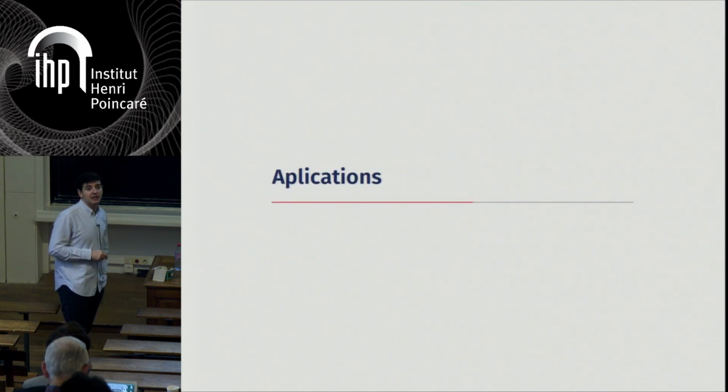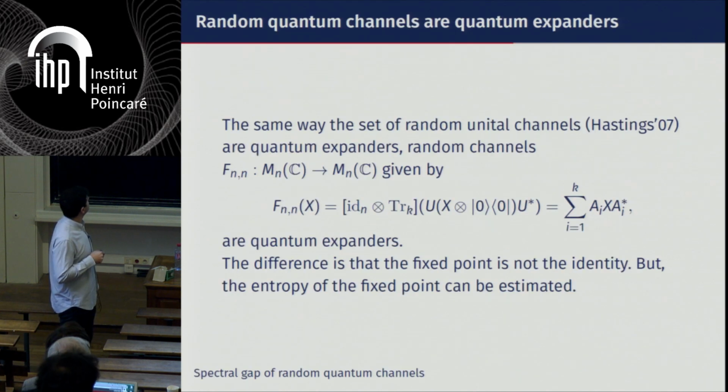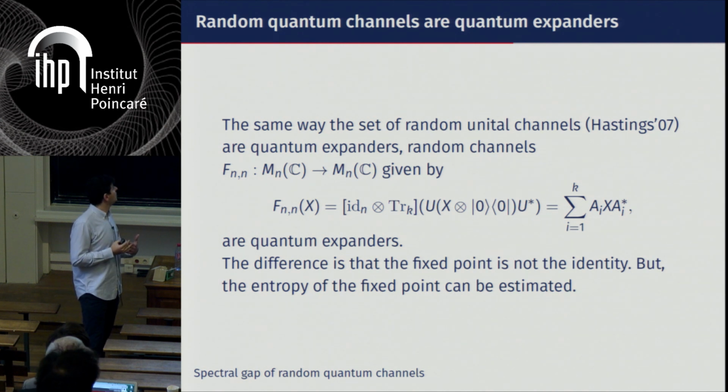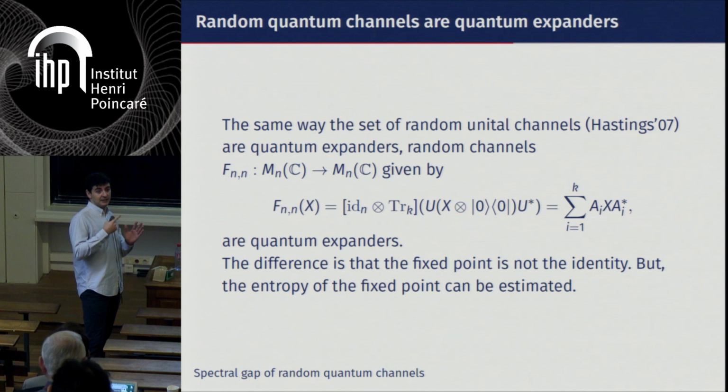OK, so what are the applications of this? The first application is just the same as the set of random unital channels of Hastings. So these channels are quantum expanders. Again, they are quantum expanders because there is a difference between the first and second eigenvalues. And that means that whenever I apply the channel several times, it will converge fast. How fast? Depending on the modulus of the second eigenvalue, which is how fast the part of the eigenvalues that is not the one is going to 0, how these eigenvectors are decreasing in norm.